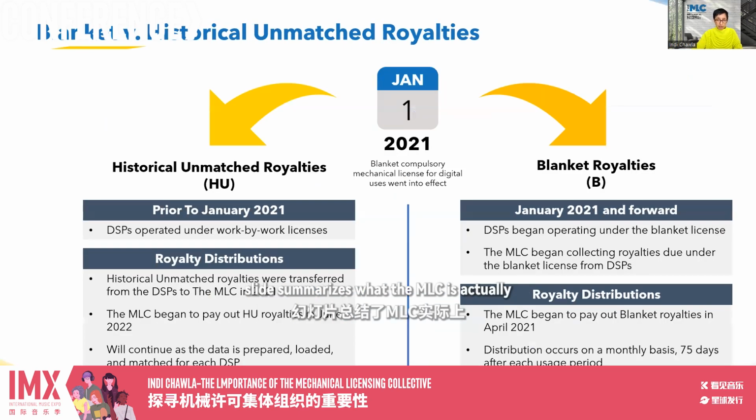This slide summarizes what the MLC is actually processing. It's processing royalties from the historical periods, before the MLC became operational, pre-2021, but also post-2021 blanket royalties. Both historical and blanket royalties are identified separately on member statements, and you can also see the usage period that they relate to.